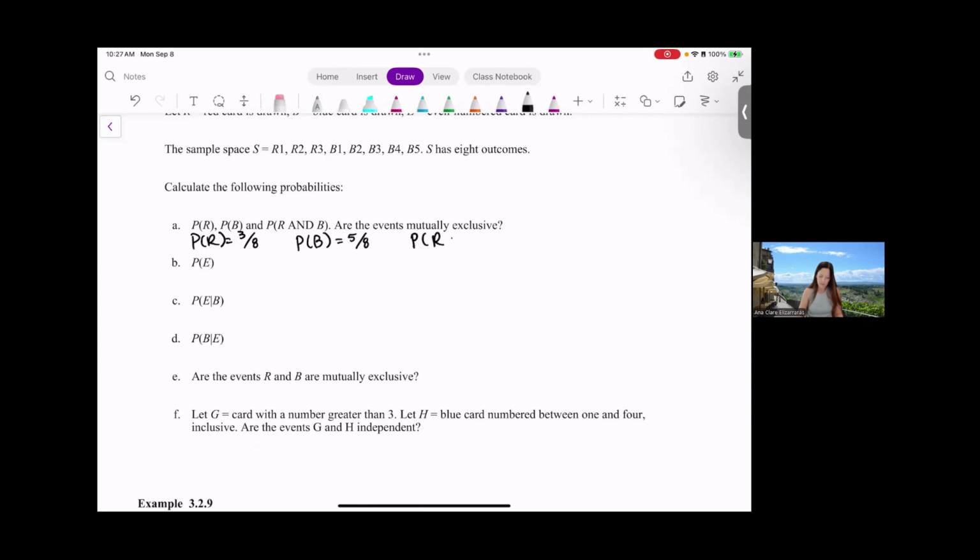And the probability of red and blue, well, how many red blue cards are there? There's none. There's no green cards in there. There's no red blue cards. So the probability of that is 0, which means they are mutually exclusive.